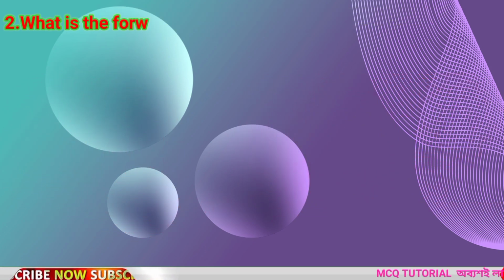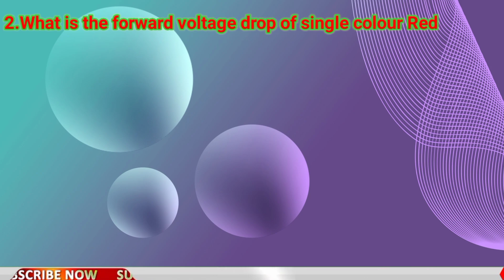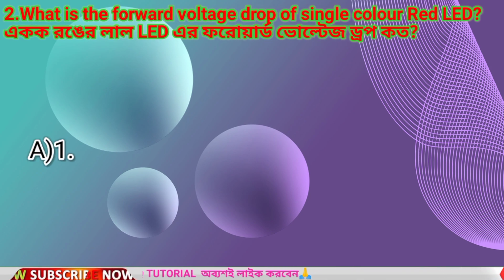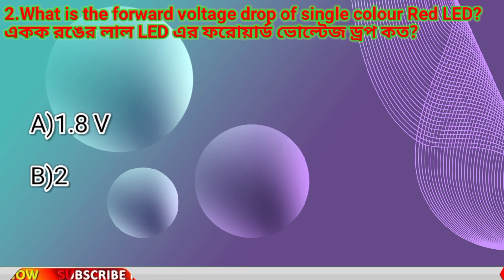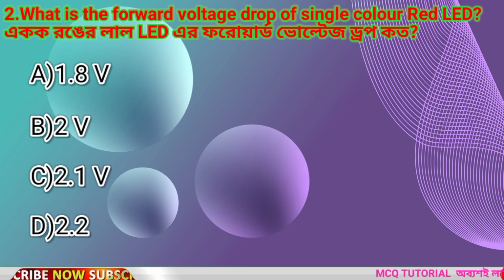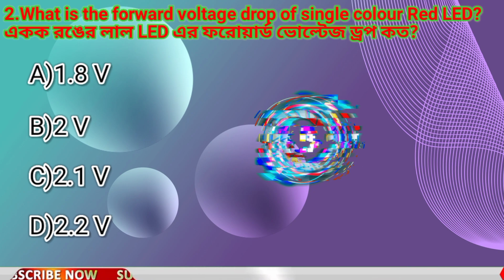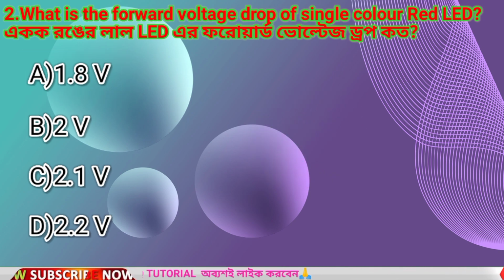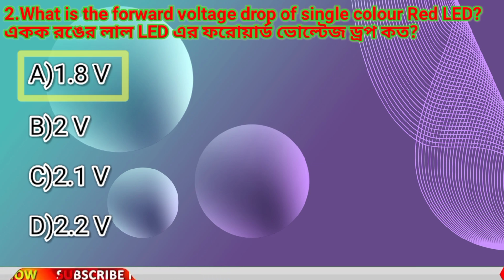What is the forward voltage drop of single color red LED? Option A 1.8 volt, option B 2 volt, option C 2.1 volt, option D 2.2 volt. উত্তর হবে অপশন A 1.8 volt.